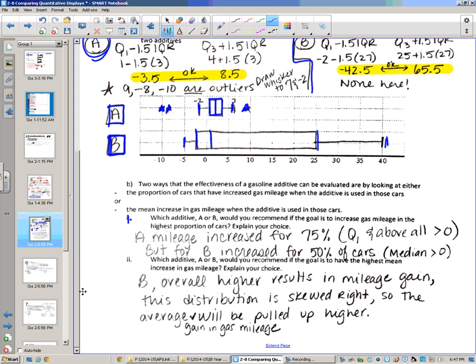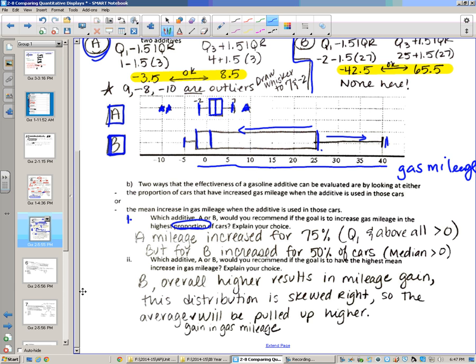So part B is asking you to interpret a little bit. In part I, it says, which additive, A or B, would you recommend if the goal is to increase gas mileage in the overall highest proportion? So proportion is like percentage. These quartiles give us an idea of 25% lies above, 75% lies below. And if you think about increasing gas mileage, that means they want to be higher up on this number line. This is gas mileage. That's what this is showing.